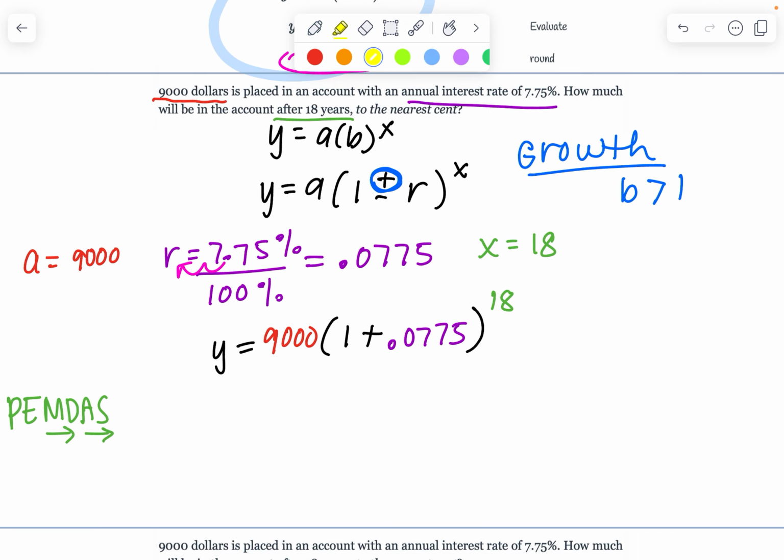And we first start with the parentheses, simplifying the parentheses. This part right here relates to our base, which we know is going to end up being larger than 1. So if I simplify that base, that's going to give me 1.0775. That is a number larger than 1, so that does match our intuition that this is going to be exponential growth.